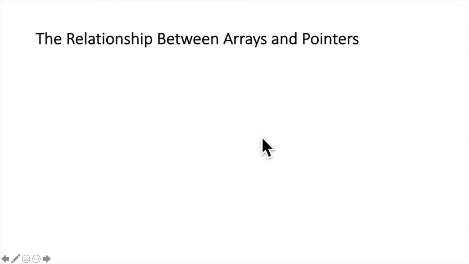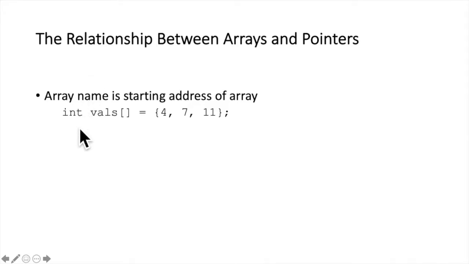Okay, what is the relationship between arrays and pointers? If we declare an array, for example, an integer array named vals, this is the initialization of the array. There are 3 elements here: 4, 7 and 11.